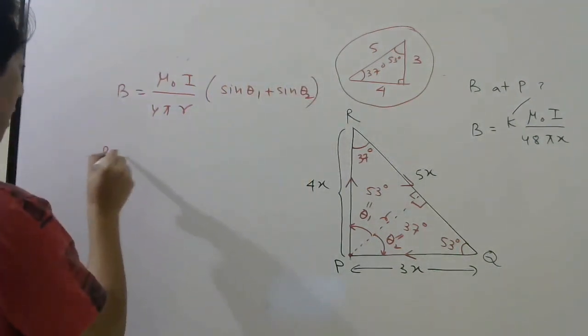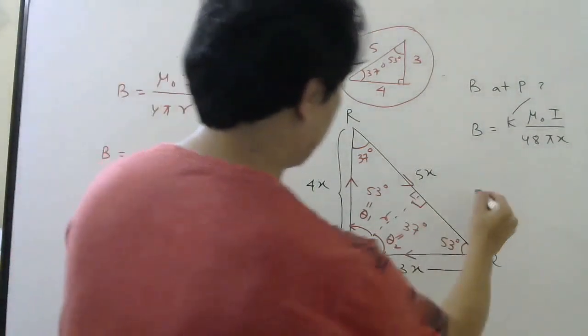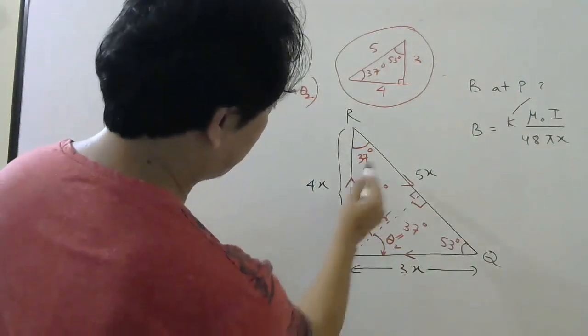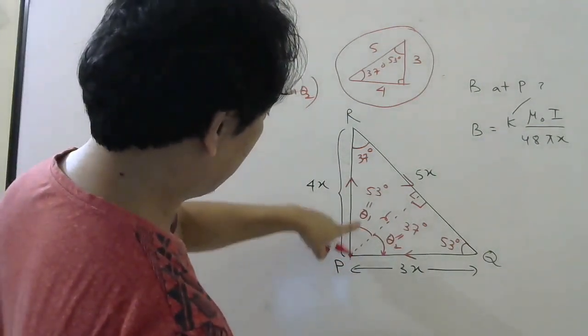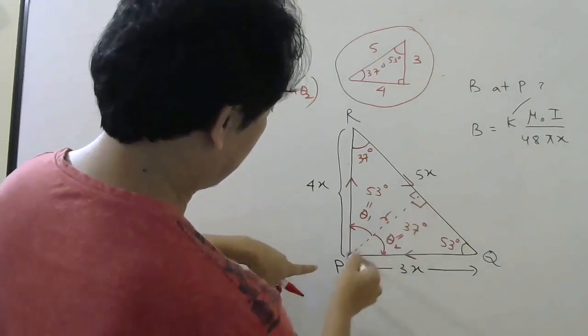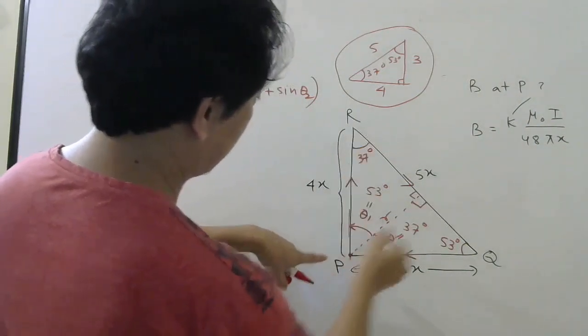So B will be R, we have to calculate. So let us try to find R. How to find R? You can use either this triangle or this triangle, whichever you want. For this triangle, with the 53 degree angle, R is the adjacent side and 4x is the hypotenuse.